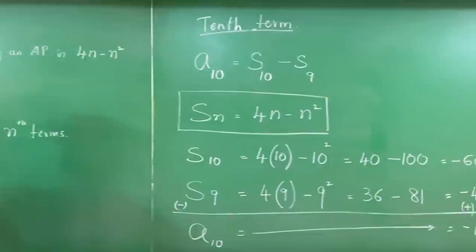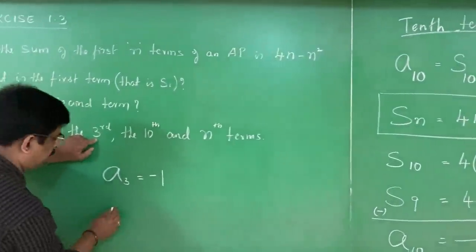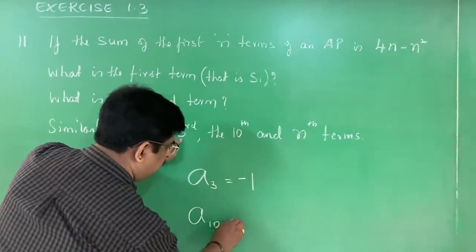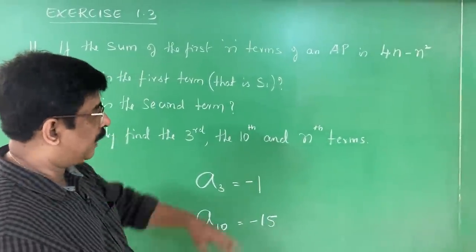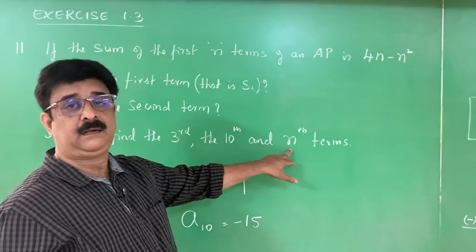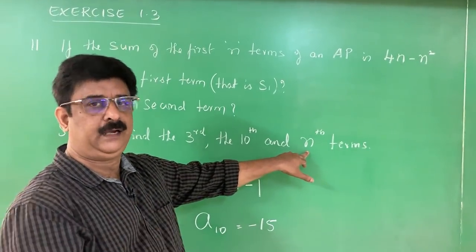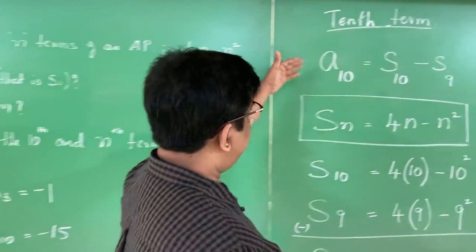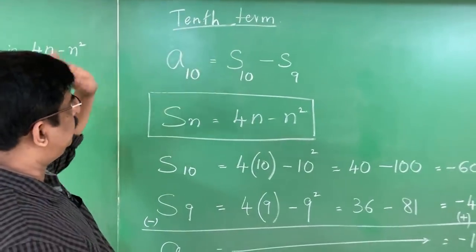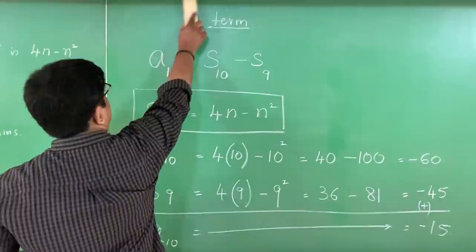I write it here. See, third term is minus 1. 10th term is minus 15. Still this problem is not over. I want to find the nth term, An, to calculate. Same thing. See here. It becomes a little complicated. See, 10th term, I want nth term.